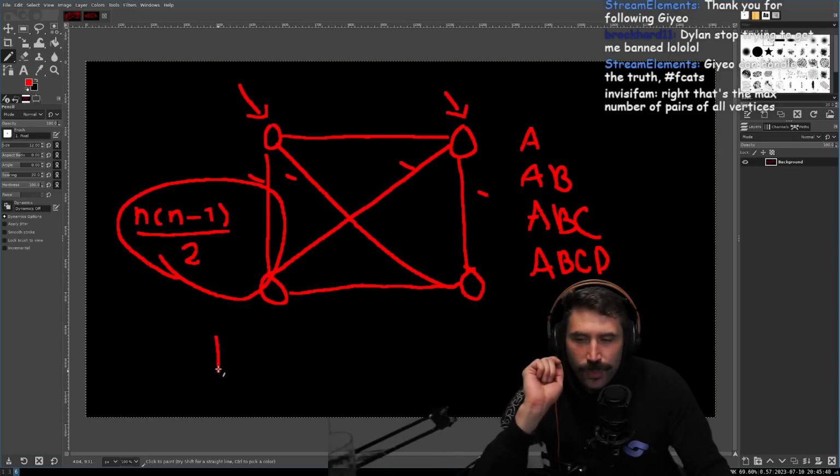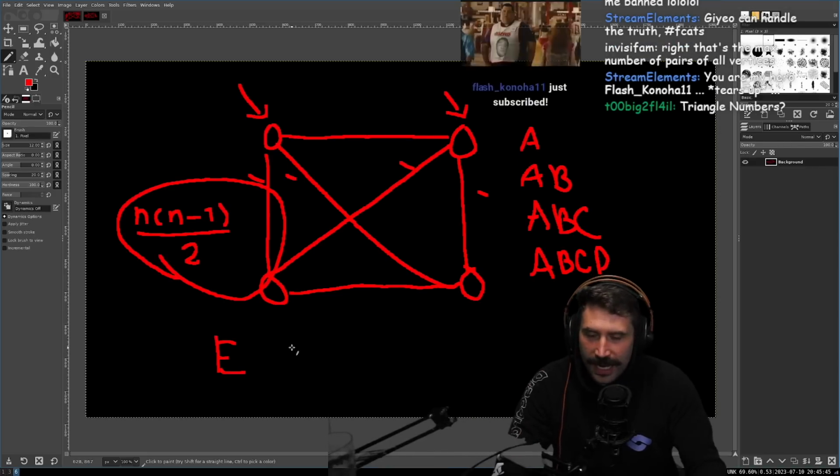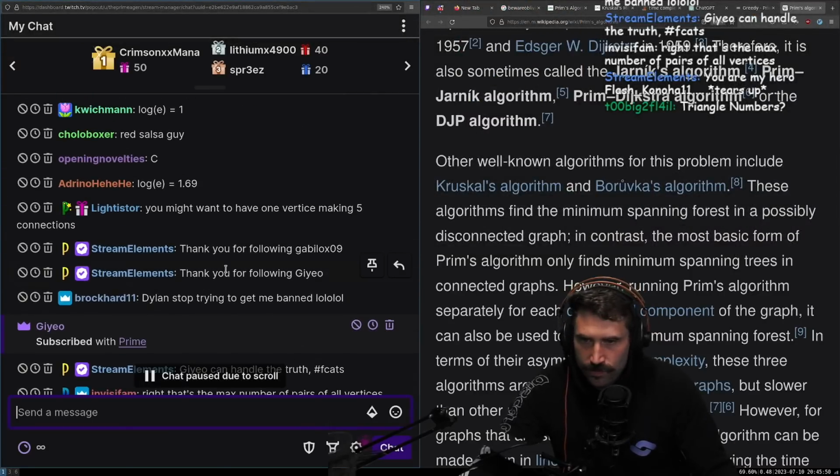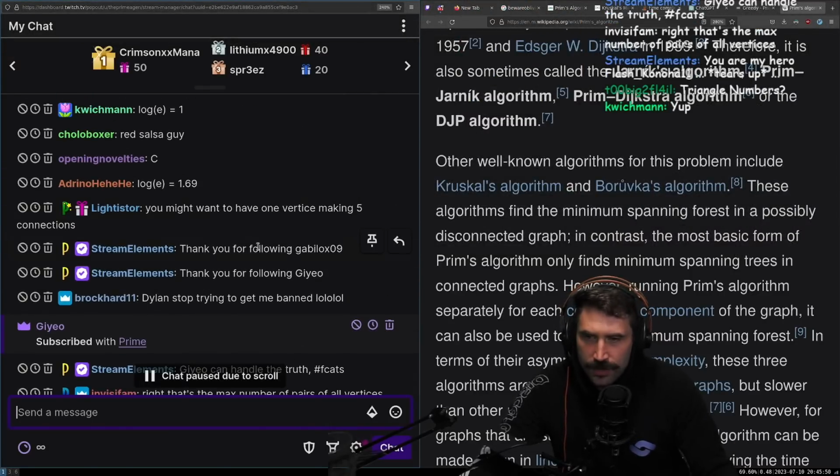I'm just curious why E is not being used in here. I don't understand that yet. You might want to have one vertex making 5 connections.